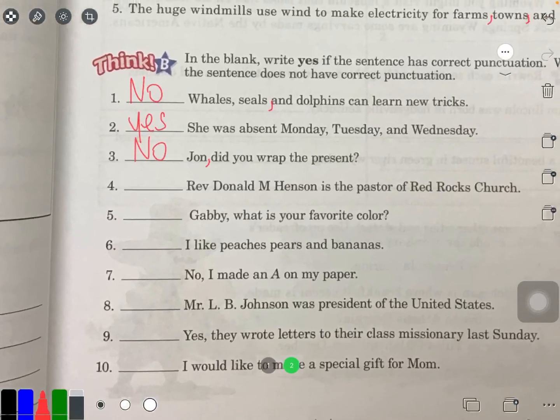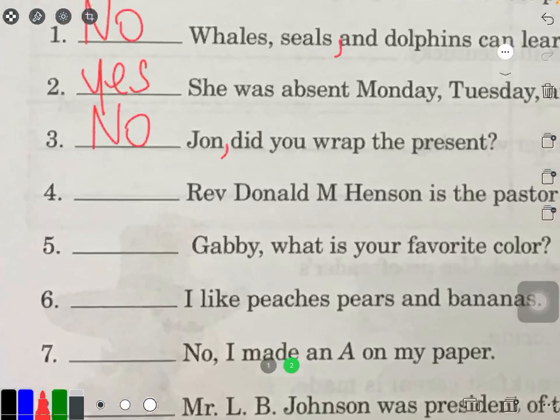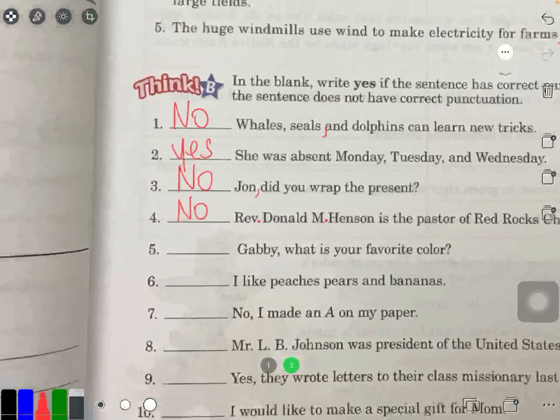Reverend Donald M. Henson is the pastor of Red Rocks Church. Ooh, I know I don't need commas, but it should already look funny to you. If you're a good reader and you read a lot, sentences that are not using punctuation marks should look funny, because here we are abbreviating the word reverend and it needs a period. And then here his middle name is M, it stands for something, and we need a period. They're initializing it. It's his initial. So no, they did not remember to use the punctuation.